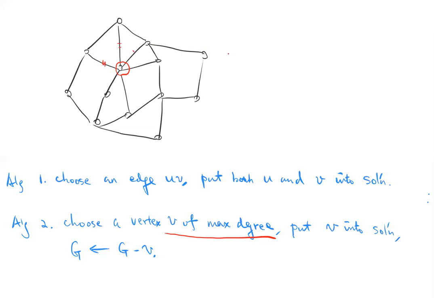Of course, it's reasonable to add this one into the solution. Then we delete all these edges. In the remaining graph, we do the same thing. Then choose this vertex, and then we delete all these edges, and so on. It's very easy to see both algorithms run very fast, but which one is better?